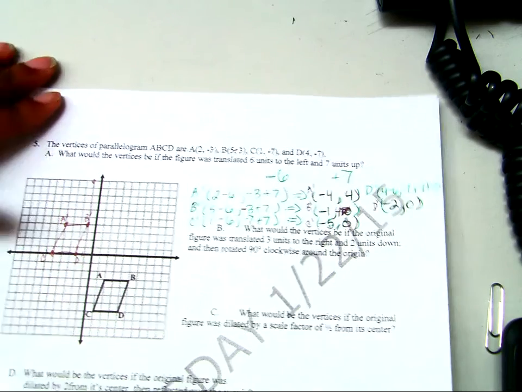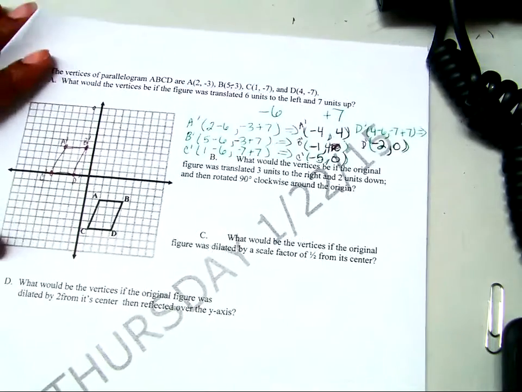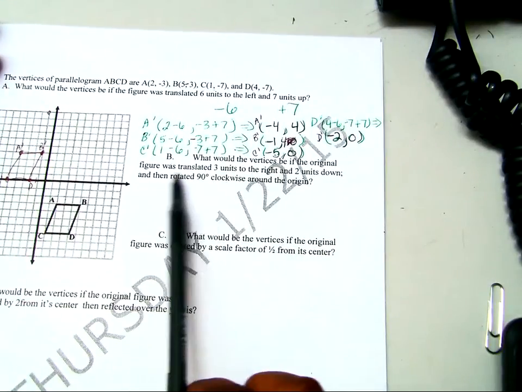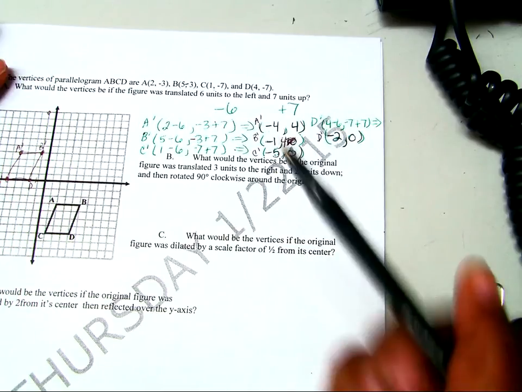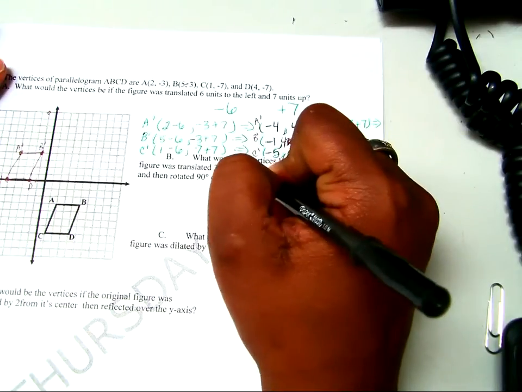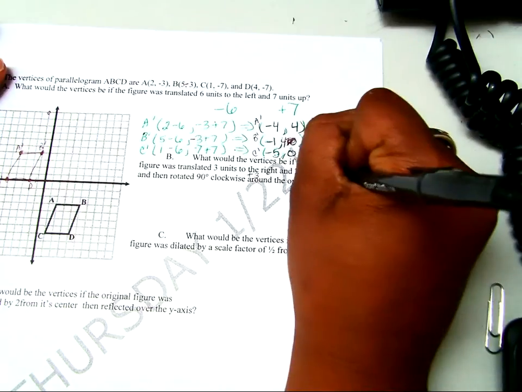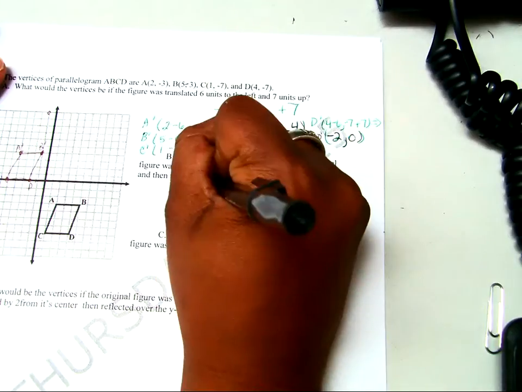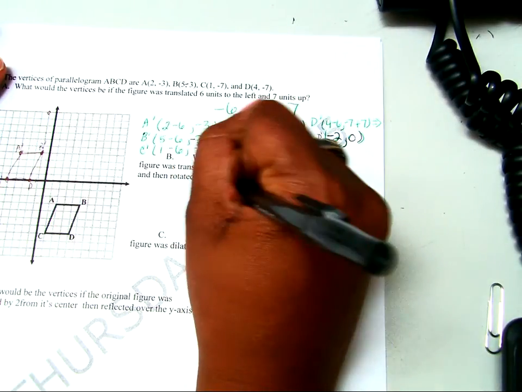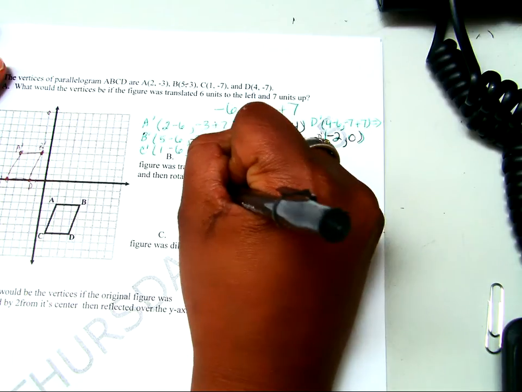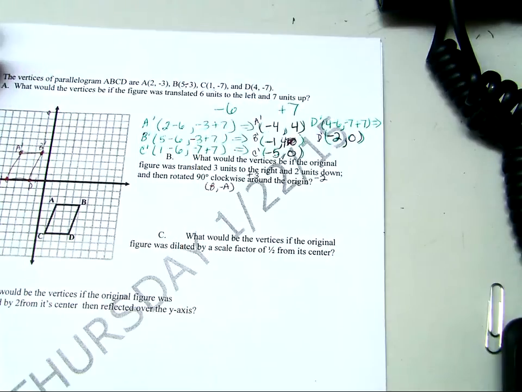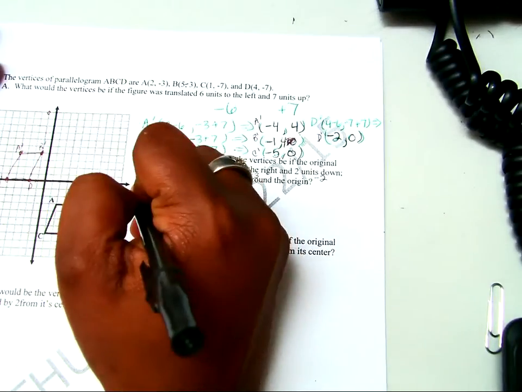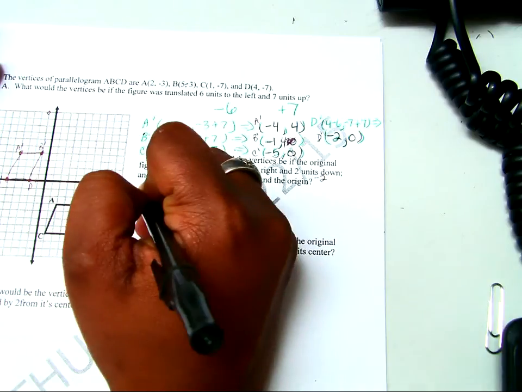So we did that. Now, of course, they're going to throw something in there. What would the vertices be if the original figure was translated 3 units to the right? That's positive 3. 2 units down, -2. Then rotated 90 degrees clockwise around the origin. I know that means I have to go (b, -a). All right, so let's do it. A prime: I'm +3 for the x and -2 for the y.